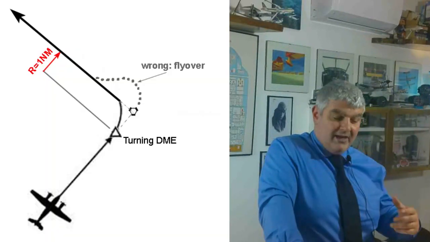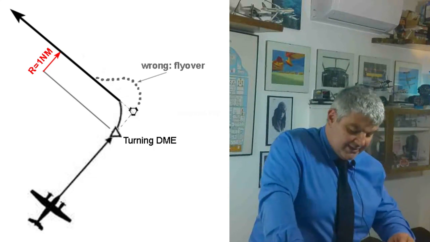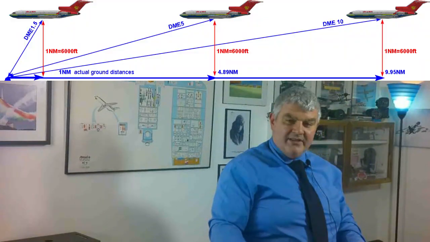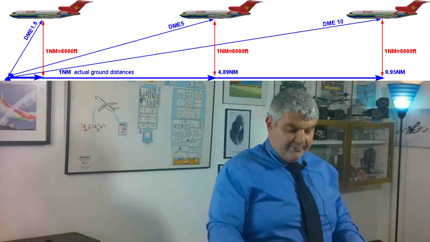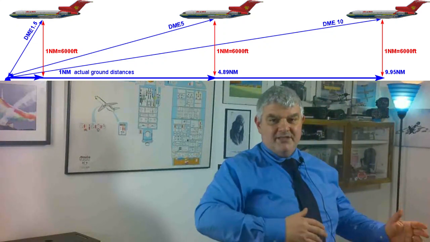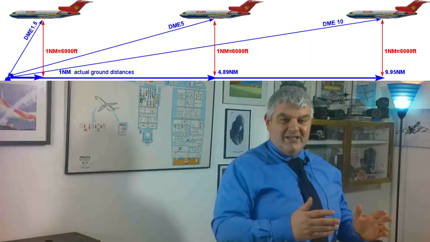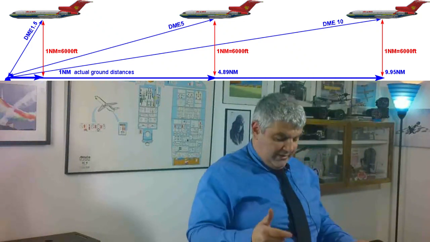Well, if it's over the station, now I have to consider, as I said before, the altitude. So I have to consider this slant distance. As you can see, as the aircraft gets closer and closer to the station, the impact of the altitude is more important. The number is pretty easy to remember: 6,000 feet equals 1 nautical mile. It means that if I overfly the station at 6,000 feet, I will have, as a minimum reading, 1 nautical mile.